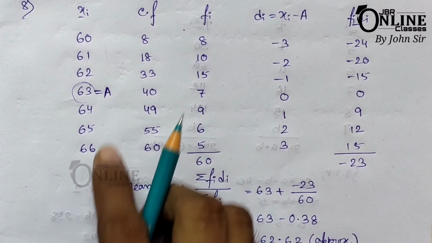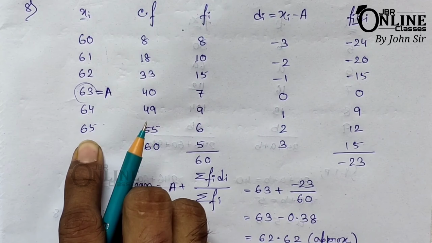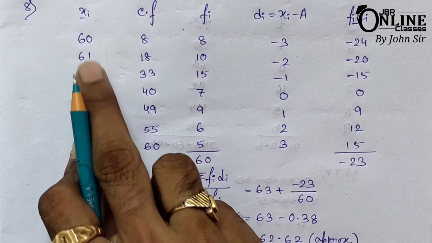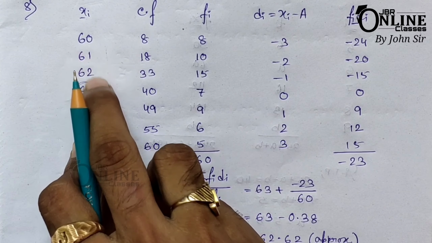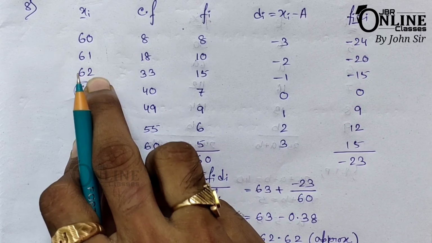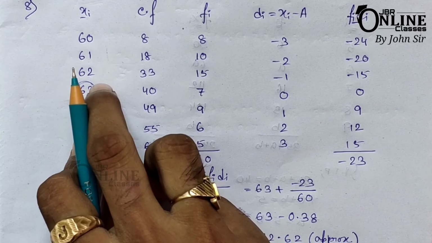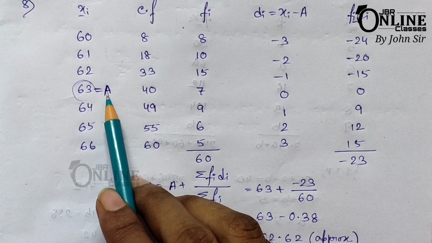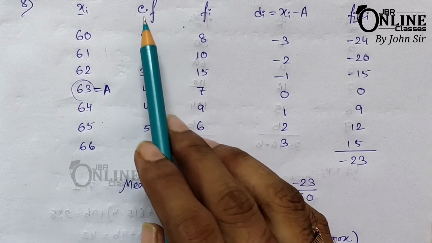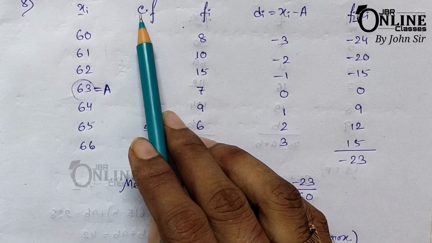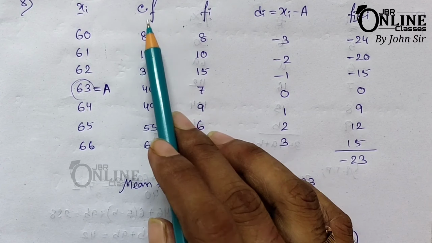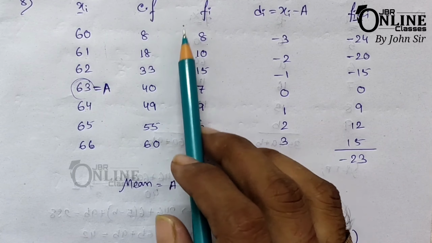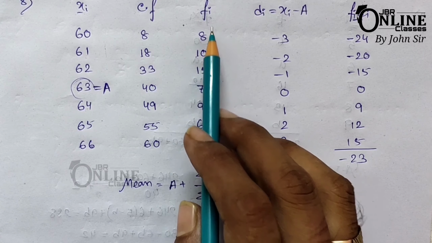But if only 6 numbers were given, that means if 66 were not here, then 60, 61, 62 up to 65, there will be 62 and 63 as the middle numbers. In that case you can choose any one number. You can choose 62 as a, or you can choose 63 as a. So here 63 as a. Now in the second column the cumulative frequency is given, but in this method you have to first find out the frequency, because with the help of cumulative frequency you cannot solve this problem. So first you have to find out the frequency.